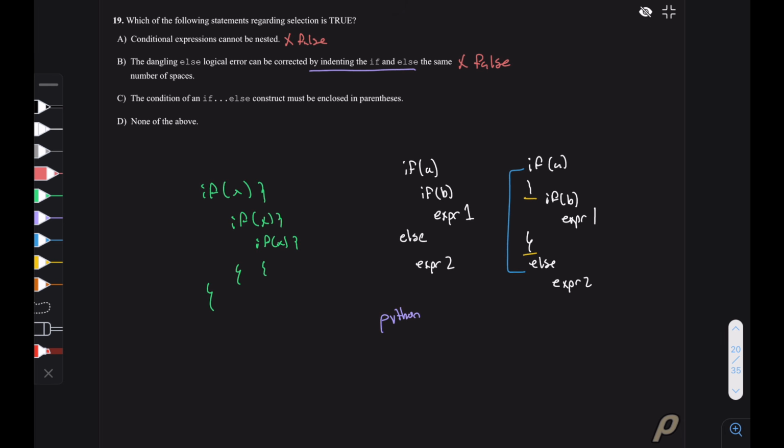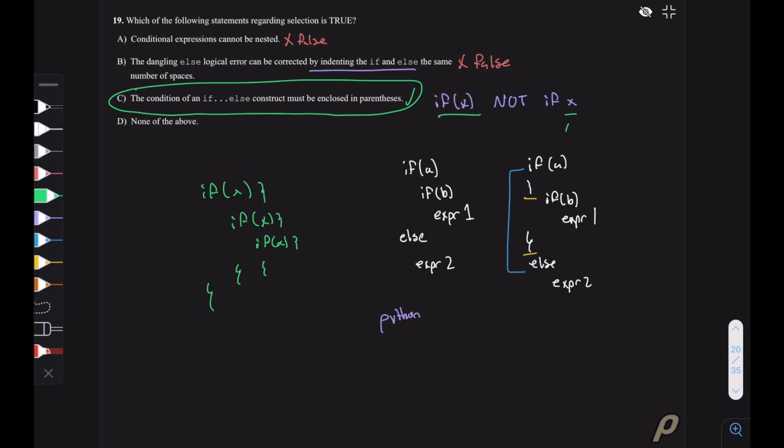In C, the condition of an if-else statement must be enclosed in parentheses. So what this is saying is we have to do this, not like that. This is true. In C, the condition in an if statement has to be in parentheses, has to look like this. Again, this is something legal in Python, but we are using C, not Python, so you have to make sure you use parentheses.